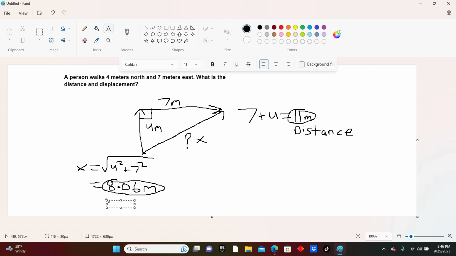Your displacement. I'll just type it because it's easier. This value here. And yeah, this first question is done now. So let's move on to another question.